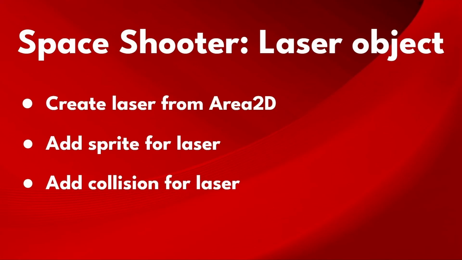All right, so in this section, we're going to create the laser object. We're going to start off by creating the laser from an Area2D. Then we're going to add the sprite for the laser. And then last but not least, we're going to add a collision for the laser. Let's go ahead and jump right in.